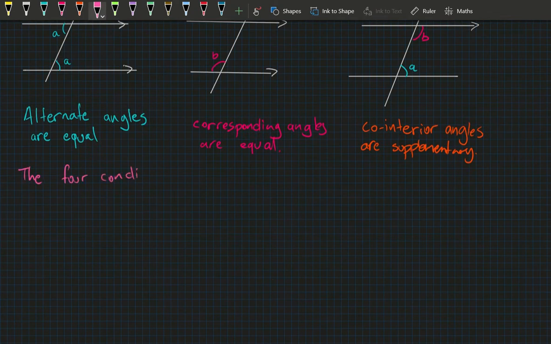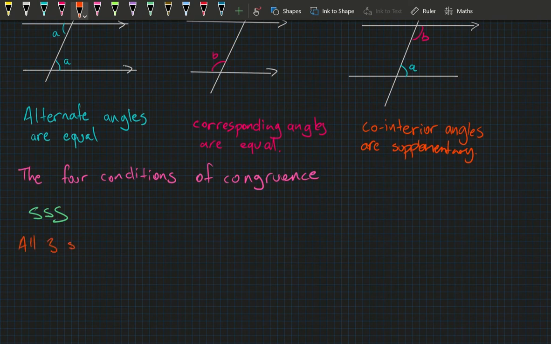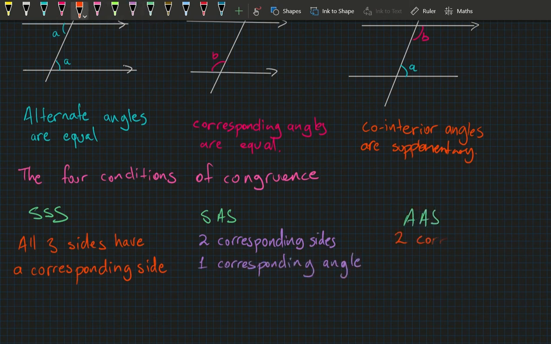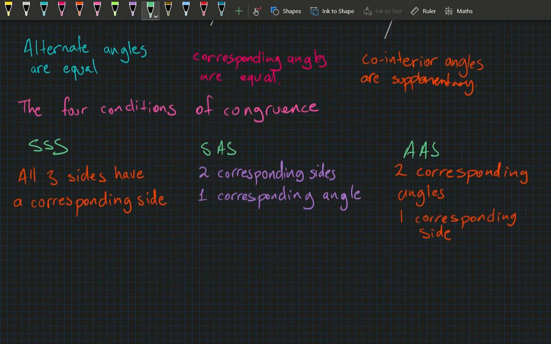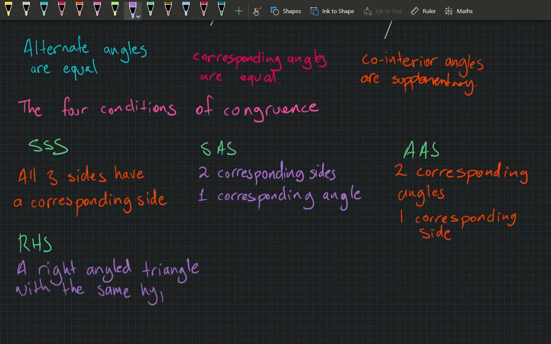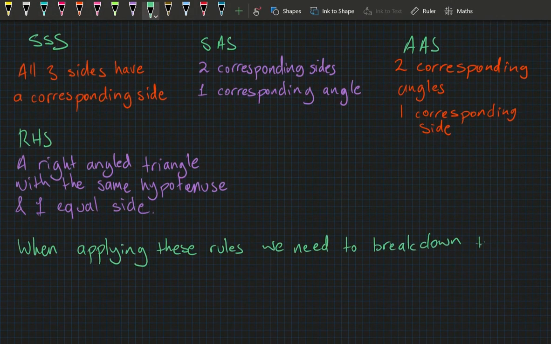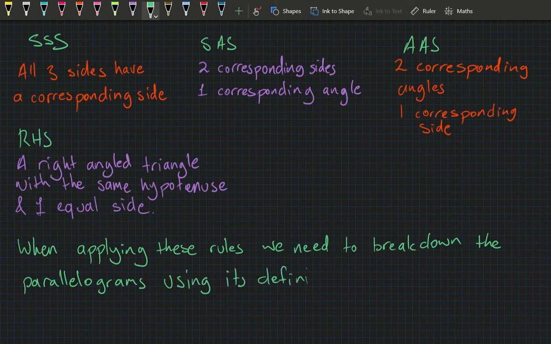Also recall the 4 conditions of congruence. The first one is SSS, which states that two triangles are congruent when all 3 sides have a corresponding side of the same length. Rule 2 is SAS, where a triangle has 2 corresponding sides with a corresponding angle. The third one is AAS, which is 2 corresponding angles and 1 side. And finally we have RHS, which is when we have a right angle triangle with the same hypotenuse and 1 other equal side. When applying these rules, we need to break down the parallelograms using its definitions.